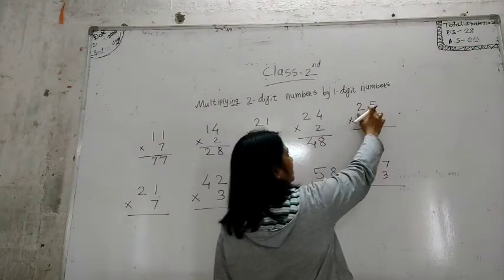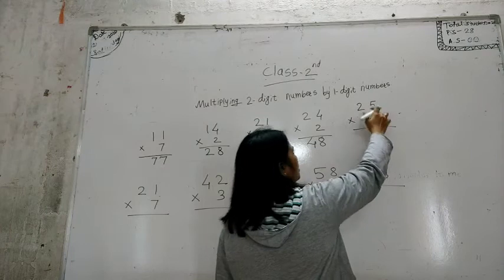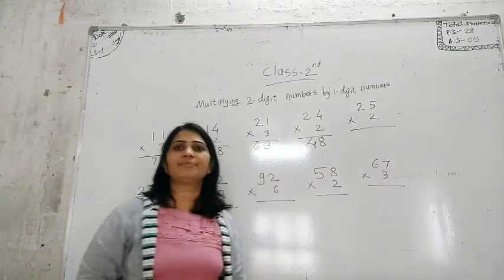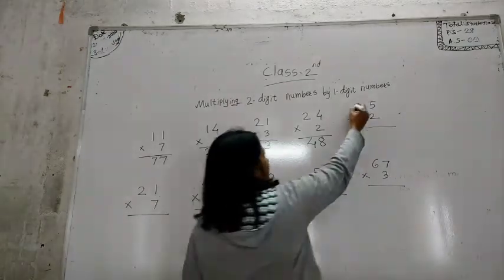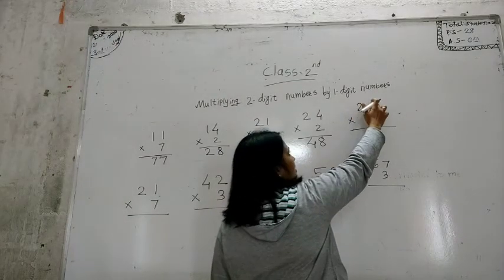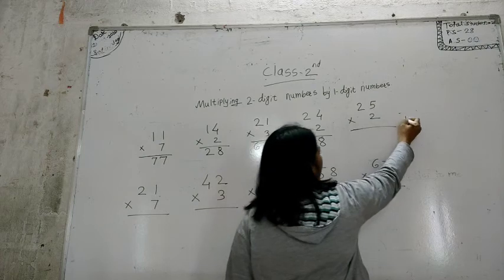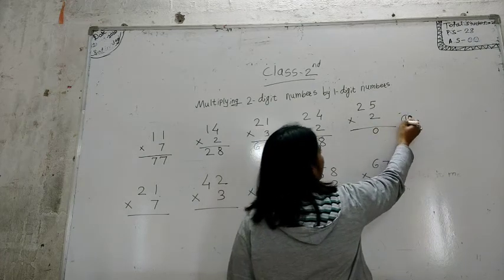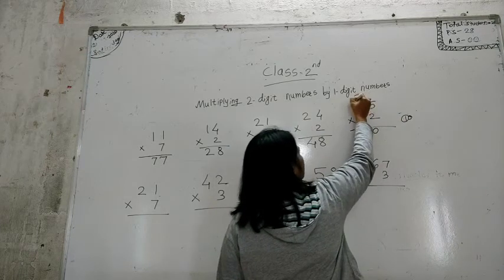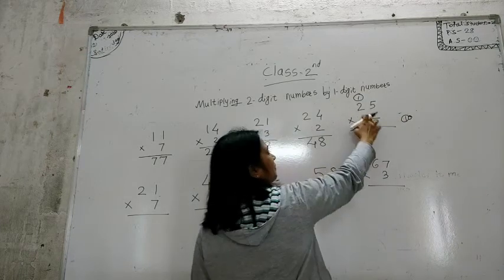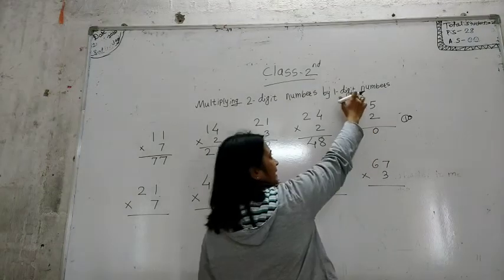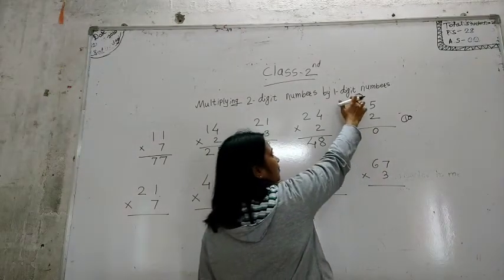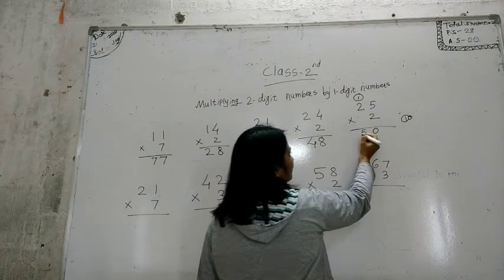The next is 25 multiplied by 2. So 5 2s are 10. So here we have to carry the one to the tens place. So I write here carry. First 5 2s are 10. So I write 0 at the ones place and this 1 I write here at the tens place. So first we have to multiply these two numbers and then add the carry. So 2 2s are 4 and 4 plus 1 is 5.